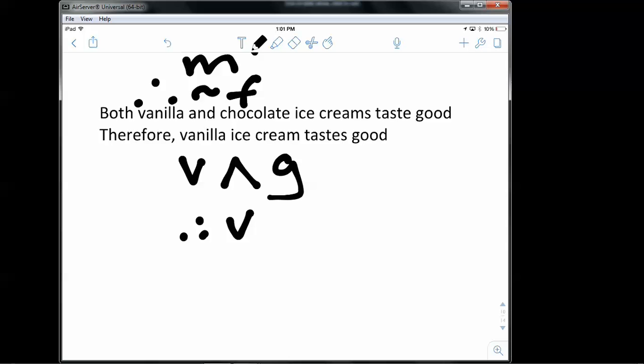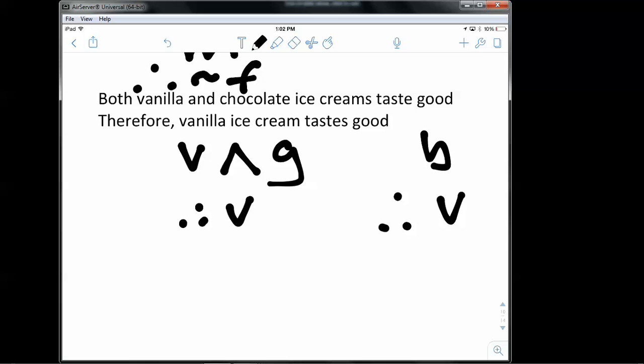But if they mean that both vanilla and chocolate ice creams taste good together, then instead of saying V and C, you would have something more like B, therefore vanilla tastes good, therefore V, which is clearly invalid. So yeah, it's kind of weird. The word "and" here is... oh man, I can't think today.